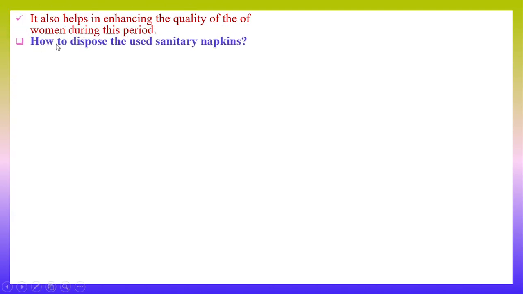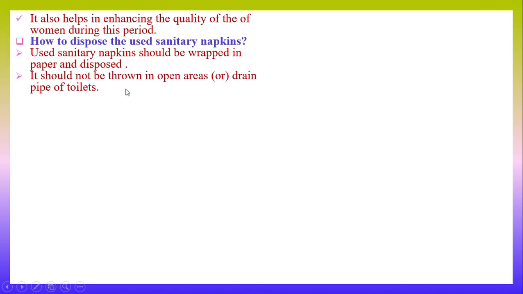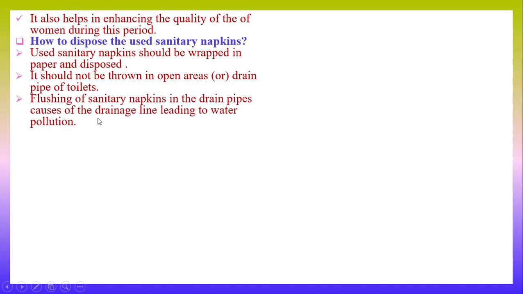And then how to dispose of the used sanitary napkins. This is very important because many people are not aware of this, so much so that they are polluting the surroundings. To avoid that, how to dispose of the sanitary napkins? See, there are so many methods. One, used sanitary napkins should be wrapped in paper and then disposed of, and then it should be thrown out in an open area or the drain pipes of the toilet. But the drain pipe of the toilet is a very bad habit because it is going to block the drainage pipe.